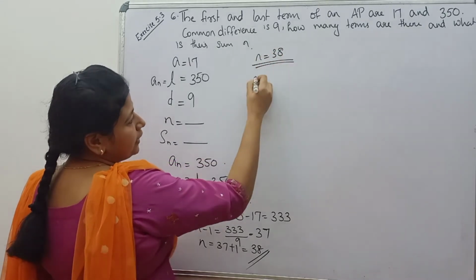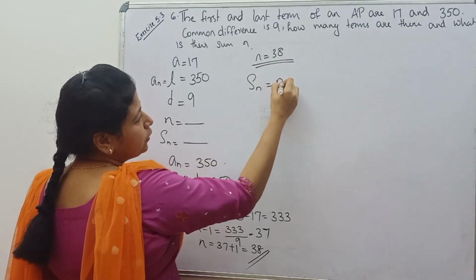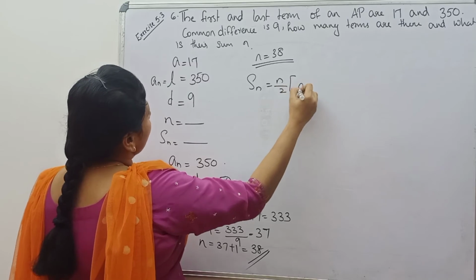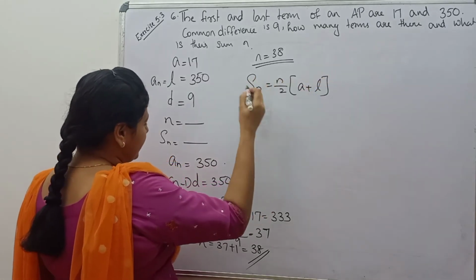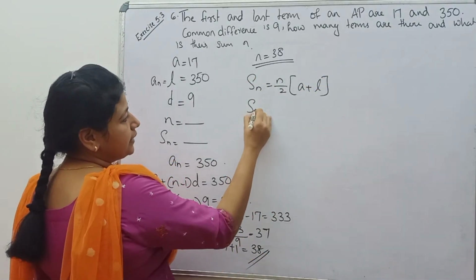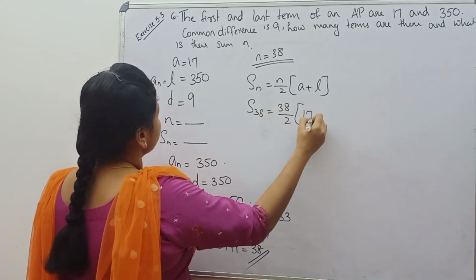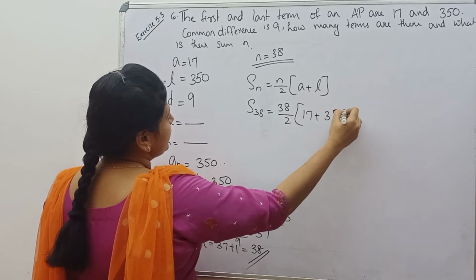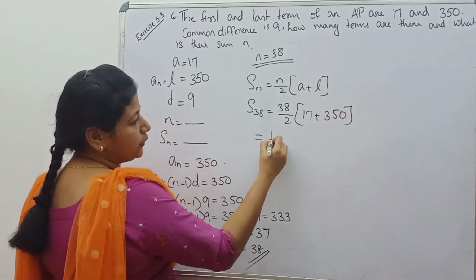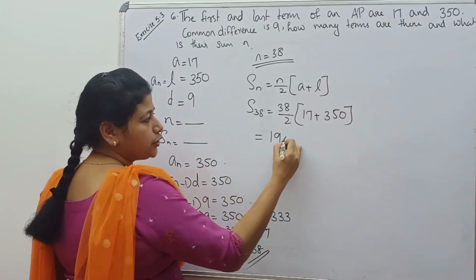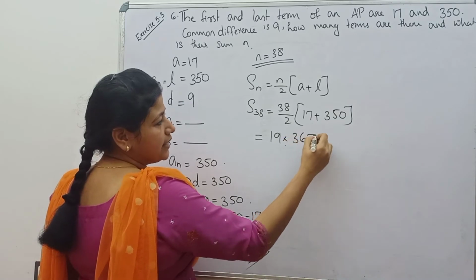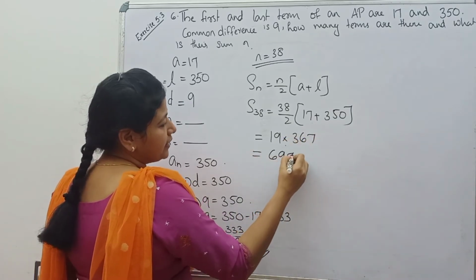Now we can find out s. Sum. Sn equal to n by 2 into a plus l. Here n is 38, isn't it? S38 equal 38 by 2. First term 17 and last term 350, which is equal to 19 into, this is 367, 6973.